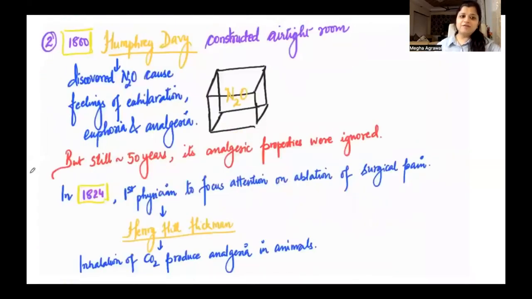In 1800, after that, Humphry Davy was a scientist who constructed an airtight room with nitrous oxide. And he discovered that nitrous oxide caused feelings of exhilaration, euphoria, and analgesia. But still, for around 50 years, its analgesic properties were ignored and it was not used.